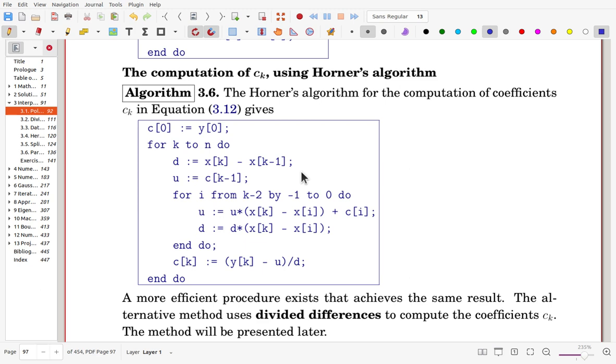And this is a choice. However, a more efficient procedure exists to get the coefficients of Newton polynomial. Later on, in section 30.2, we'll learn so-called divided differences, and along with that technique, we'll compute the coefficients ck much more efficiently.